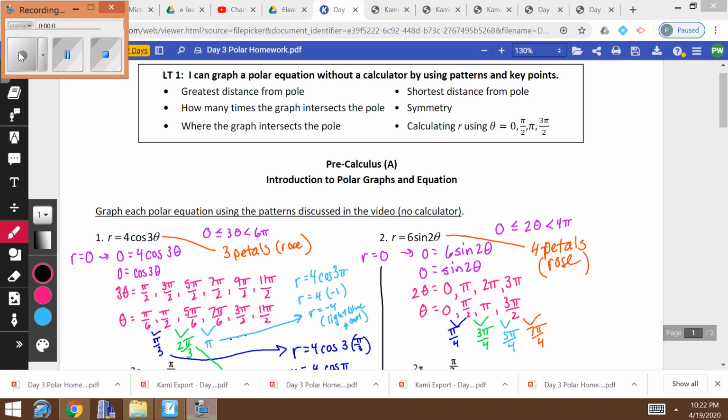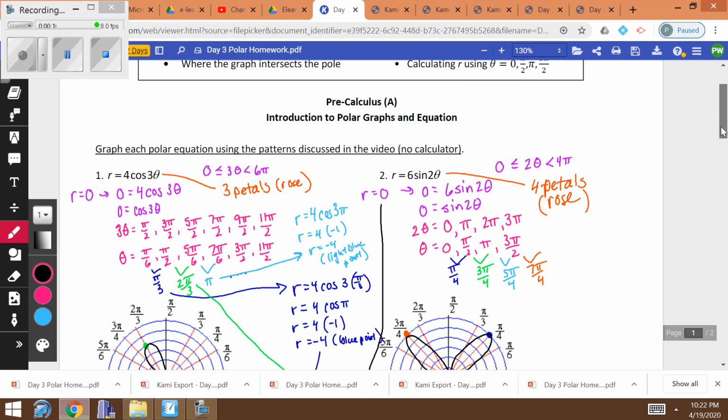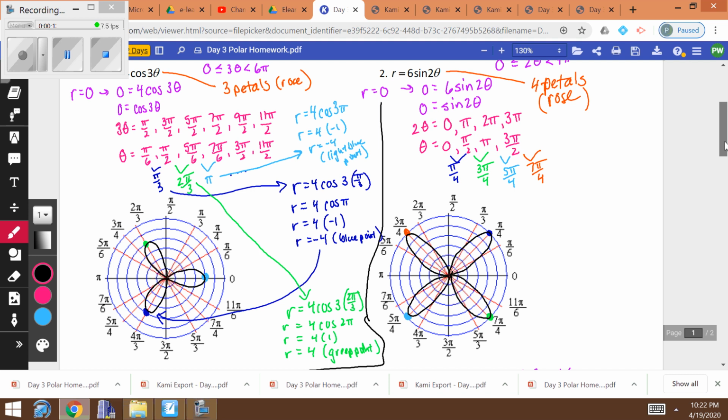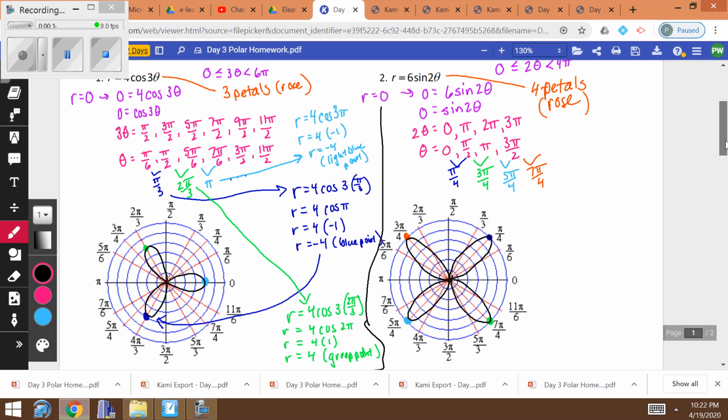Right, hello everyone. This is the day 3 worksheet on polar graphs. I just thought I would talk through my answers. The first one here, I tried to fill in a couple of my work and stuff that I went through on this.